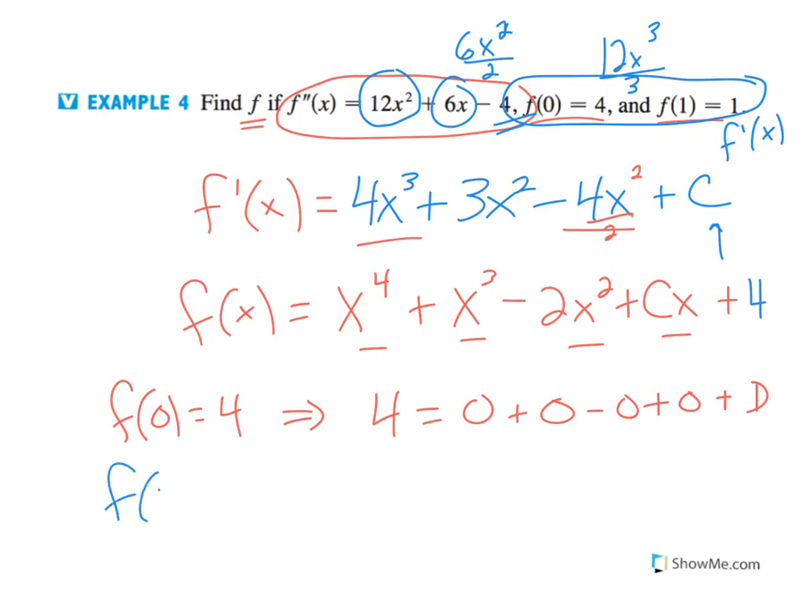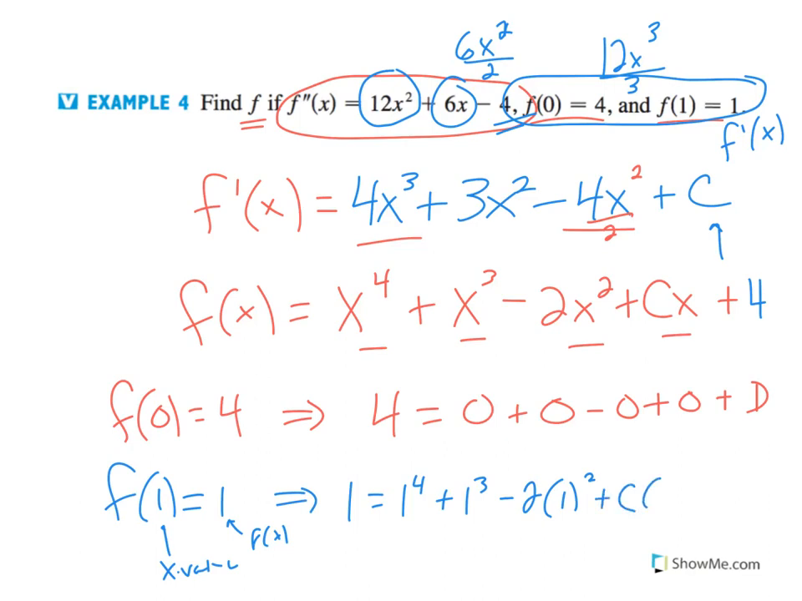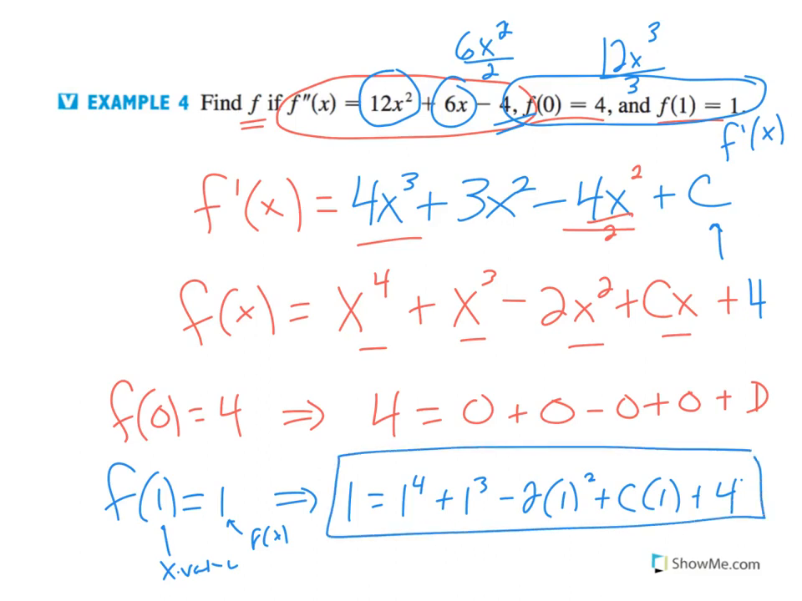So now if I use that second condition, that's going to let me find c. That means that if I sub in 1 for x, that's your x value, the output f of x is 1. So if I sub in 1 for f of x and 1 for x, wherever I see an x, 2 times 1 squared plus c times 1 and then plus 4, then this equation here, if I try to isolate c, would give me that c value. Looks like these are going to cancel each other. 1 plus 1 minus 2 is gone. And if I subtract 4 over, I'll get c is -3.